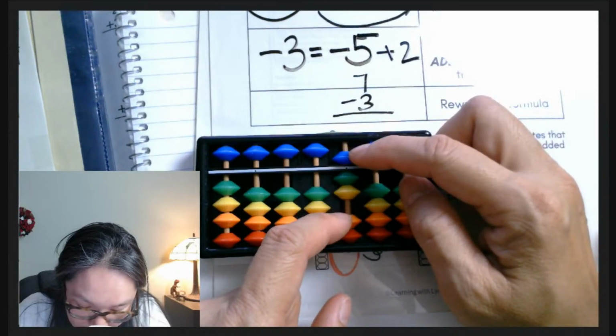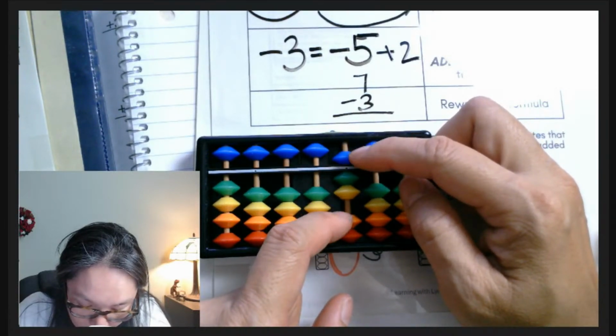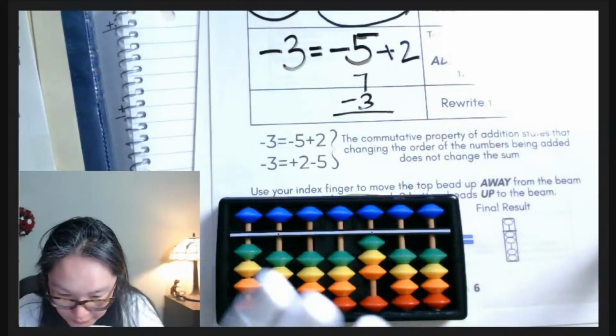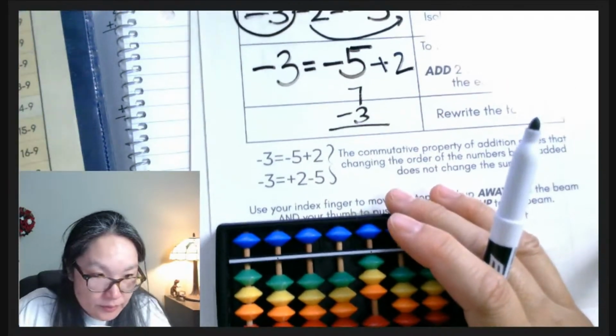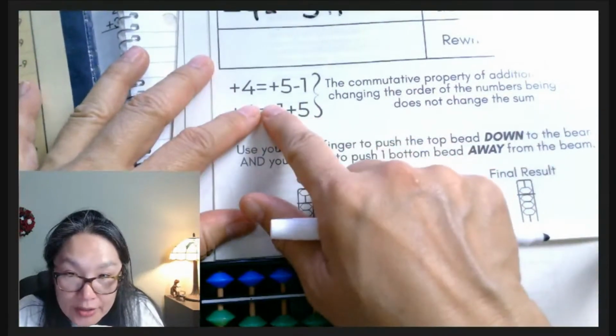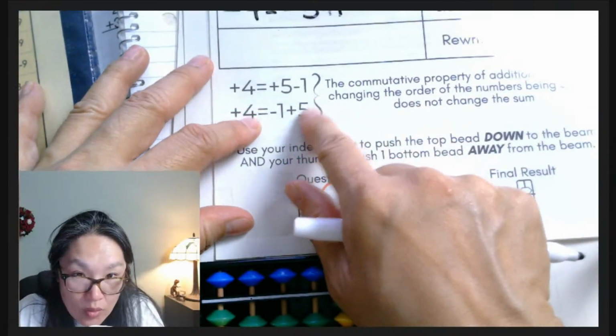I'm only moving these 2 beads. So if you notice, when I add the 4, I can do plus the 5 minus the 1, or I could say minus the 1 plus the 5.